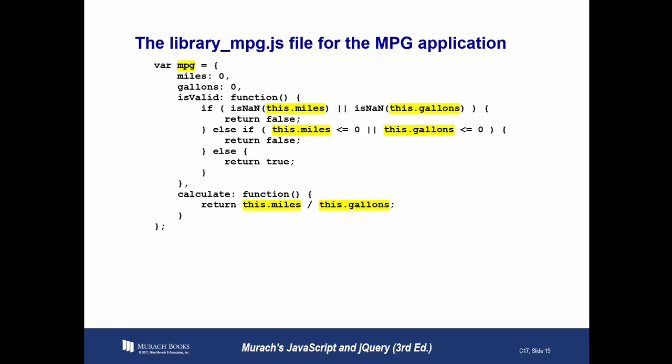First, we've got a method called isValid, which is going to check to make sure that, if either one of the fields is non-numeric or if one of the fields is less than or equal to 0, we return false, which means we don't need to go on. There's no sense in calculating the miles per gallon because we don't have valid values. Otherwise, we return true, in which case we're going to do the calculation.